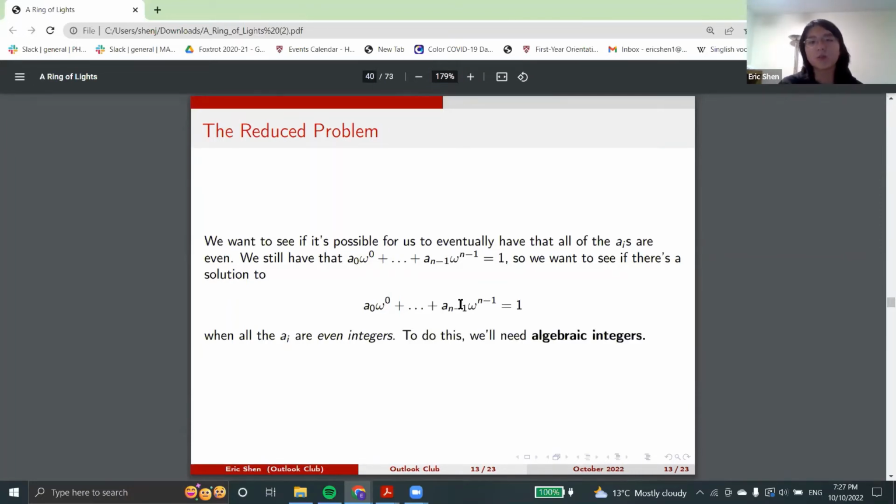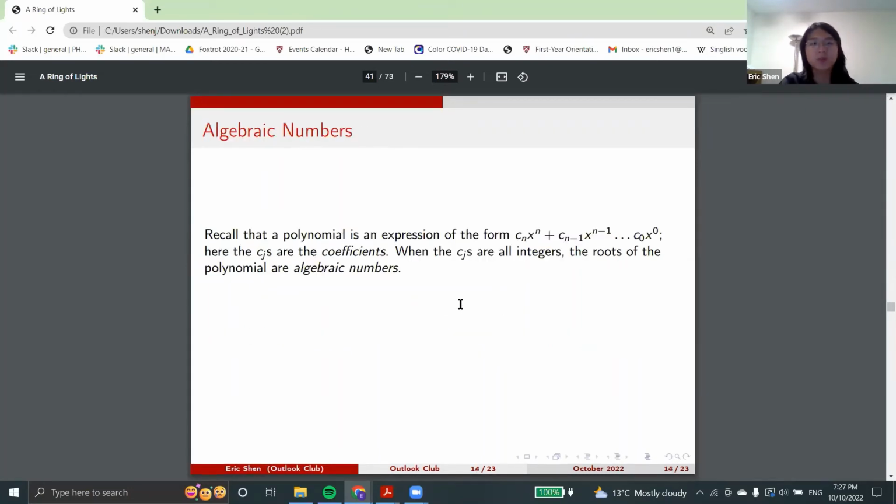To now solve this equation, we'll need to use something called algebraic integers. So this is pretty cool stuff. But before we get to algebraic integers, let me talk about something called algebraic numbers, which are a generalized form of algebraic integers. So how algebraic numbers work is like this. Just as a refresher for those of you that don't quite remember, a polynomial is an expression of the form Cn times x to the n, plus Cn minus 1 times x to the n minus 1, plus all the way to C0 times x to the 0, where the Cj's here are the coefficients.